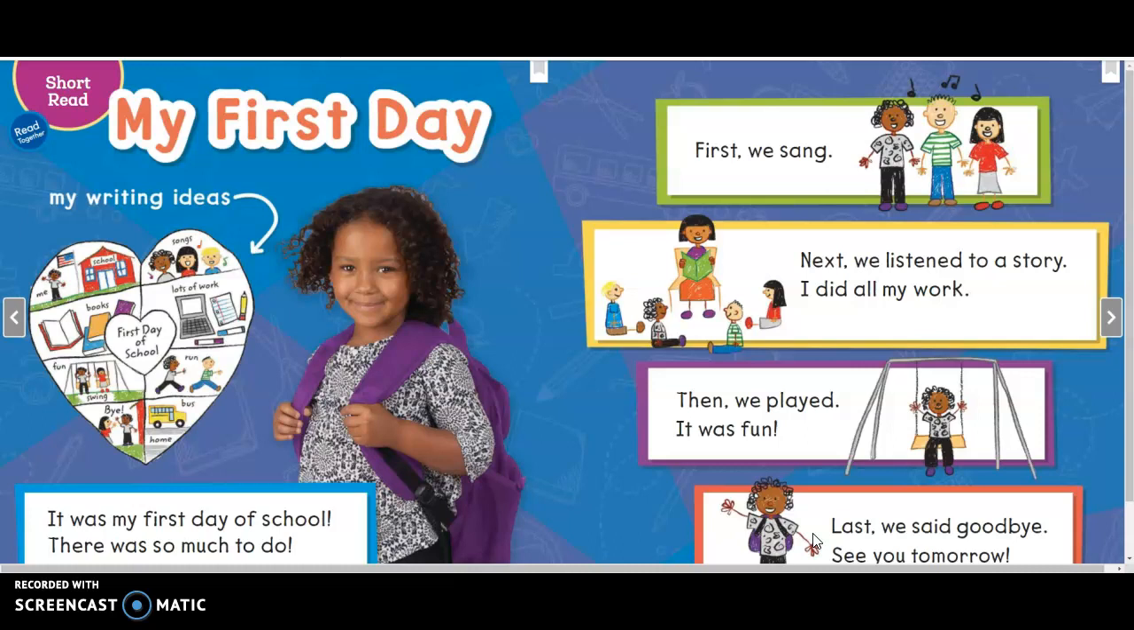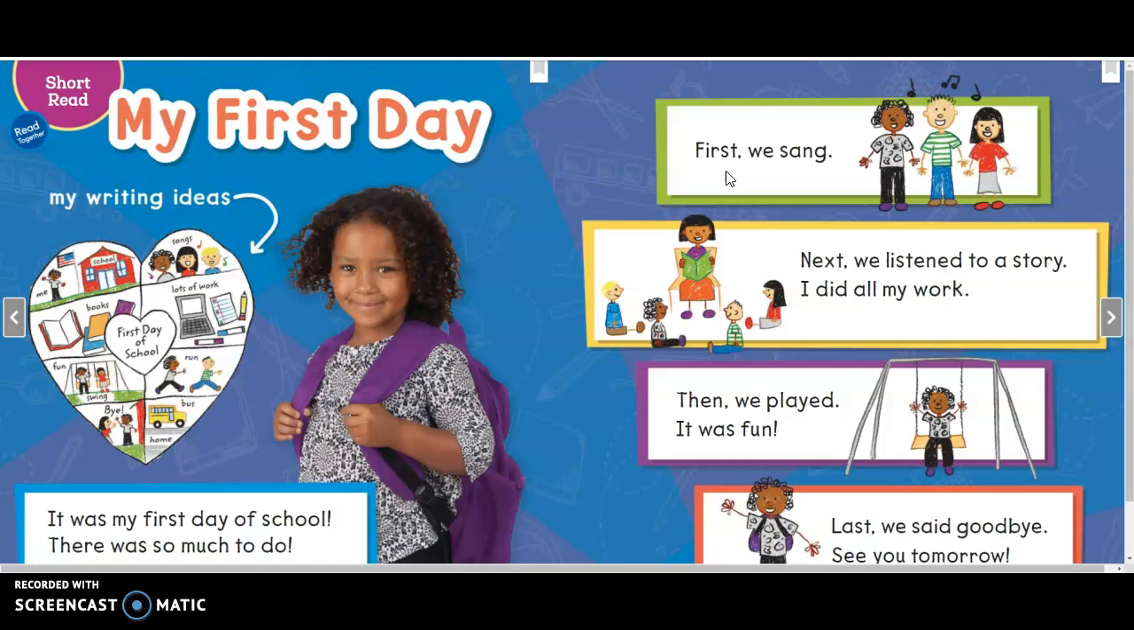So how do we know what she did? What happens at the beginning, middle, and end of our story? So let's go back to these words from our anchor chart. Up here it says first. So at the beginning, the first thing she did is she sang her song. We know that happened at the beginning because they used the word first. First is at the beginning.